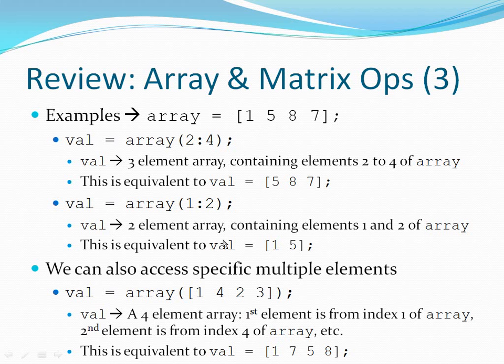Okay, and if we wanted to access elements in an out-of-order fashion, you can certainly do that. You have your round braces, and inside you have a pair of square braces. Then you specify the actual locations of what you want to access in a manual fashion. So what this is saying is that I want to create a 4-element array where the first element is the first element of the original one, which is 1. The second element I want to grab is the 4th index, which is 7. The next element is the second one, which is 5. And the last one is the third element, which is 8.